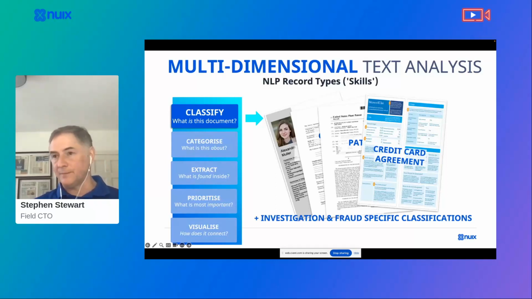And so one of the elements is the classification. So what is this document? Is this a financial ledger? Is this a tax document? Is it a credit card agreement? We had someone yesterday asking us about being able to use these classifications to rule out garbage. So they were tired of looking at help files.